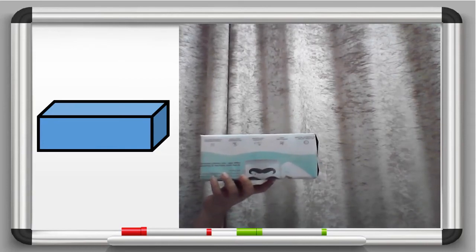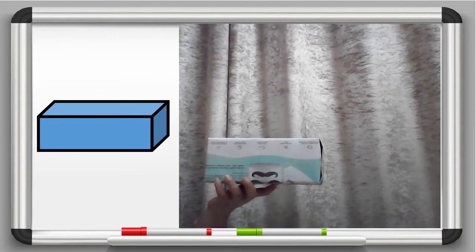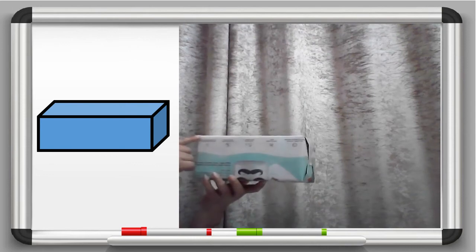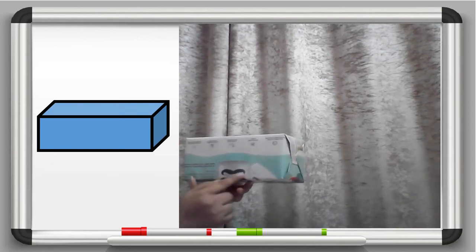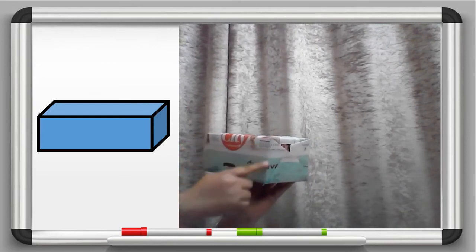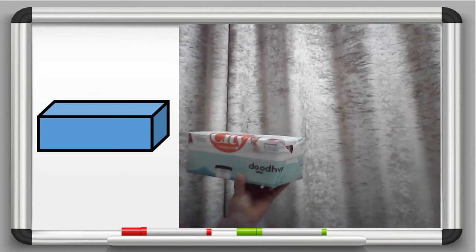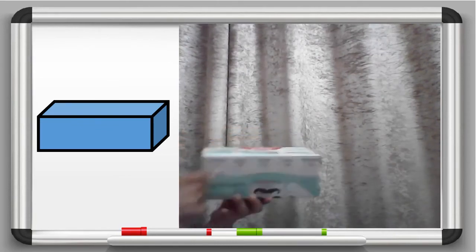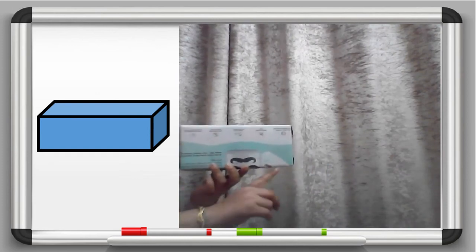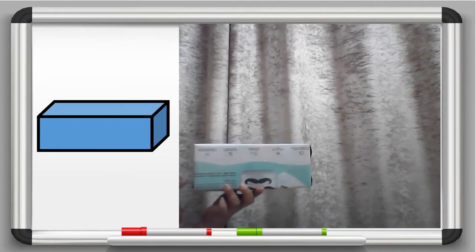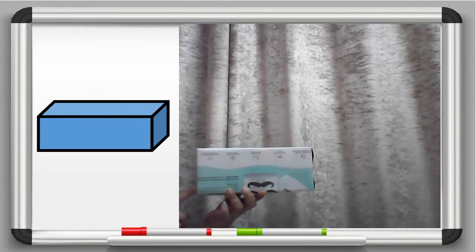Now we will count its edges. Okay. And what are edges beta? Edges which joins two faces. So here 1, 2, 3, 4, 5, 6, 7, 8, 9, 10, 11, 12. So how many number of edges? That is 12. Okay, now we have to count its vertex.